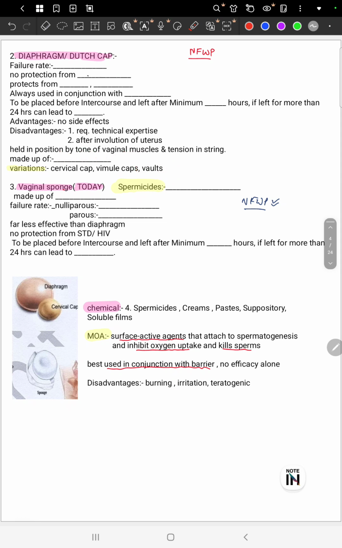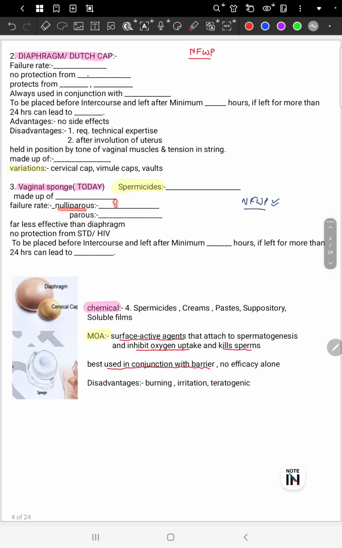Now the next is the vaginal sponge. It is marketed under the name of Today. Then the spermicide used is the nonoxynol 9, very important. Nonoxynol 9 is used as a spermicide. This is made up of polyurethane and the failure rate. Now here the most important is failure rate. It changes according to the parity.